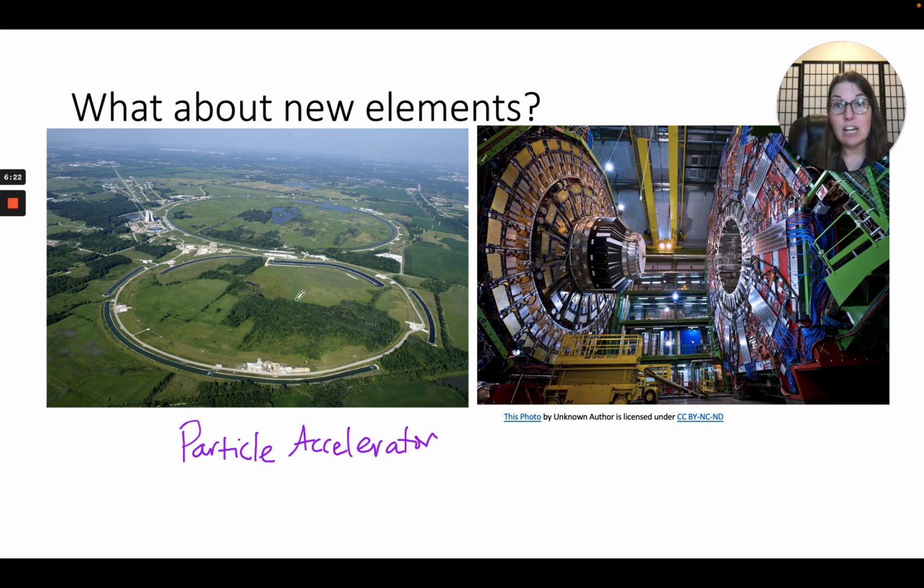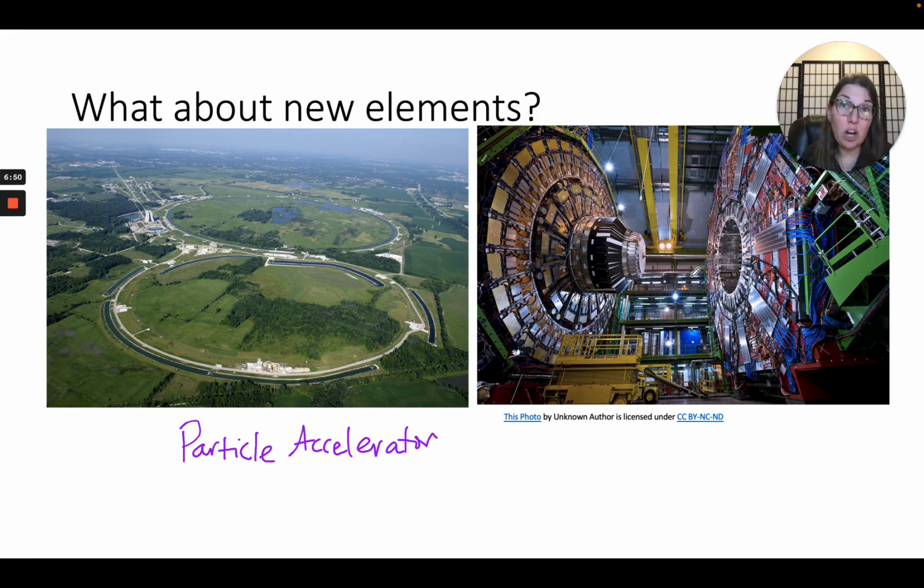And right here we have an aerial view of one. You can see they go on for miles in underground tunnels, and these are what the tunnels look like from the inside up close. And in these tunnels, scientists are able to bombard protons and neutrons and electrons towards one another near the speed of light. And sometimes they are able to do so in such a way that a new element forms. And usually the element only exists for a fraction of a second.